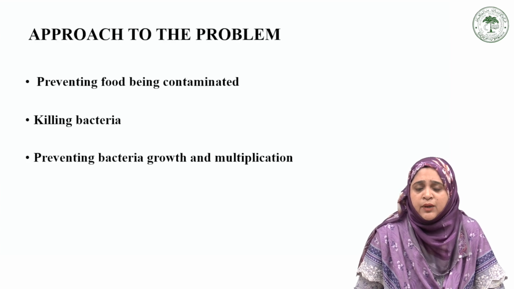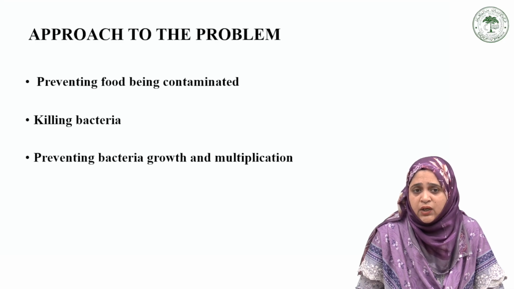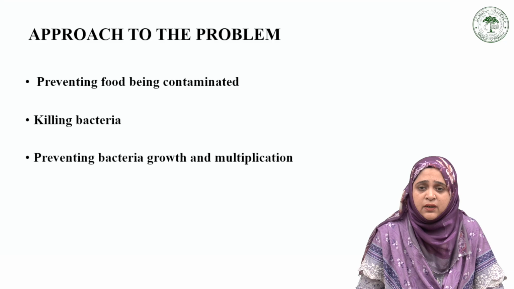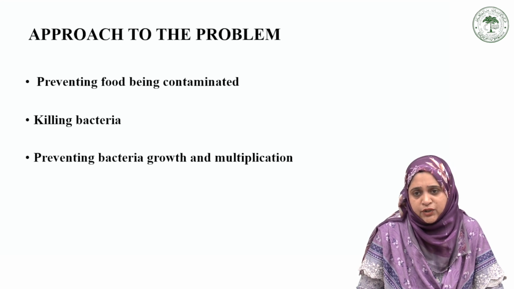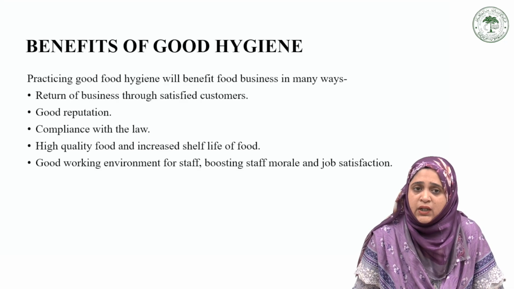Now, coming to the approach to the problem. It means a systematic plan or a set of practices designed to prevent food contamination and foodborne illness by maintaining personal cleanliness, by washing hands, using clean utensils and surfaces, and washing fruits and vegetables thoroughly with clean water, and also by preventing food from being contaminated, by killing bacteria, and also by preventing bacteria growth and multiplication. However, when you work in the food industry, you must consider a number of important issues to do with your approach to personal hygiene and kitchen hygiene as well.